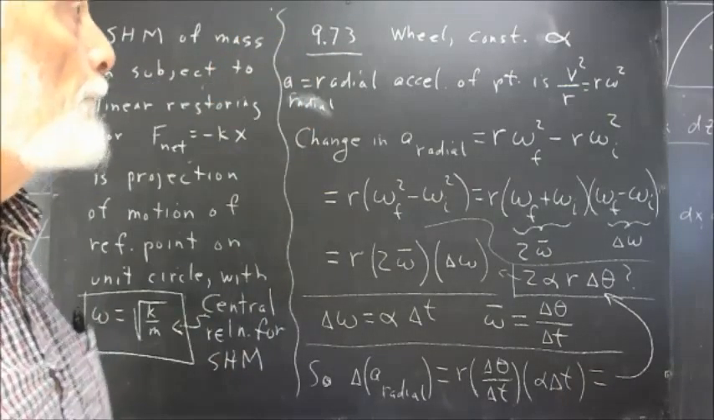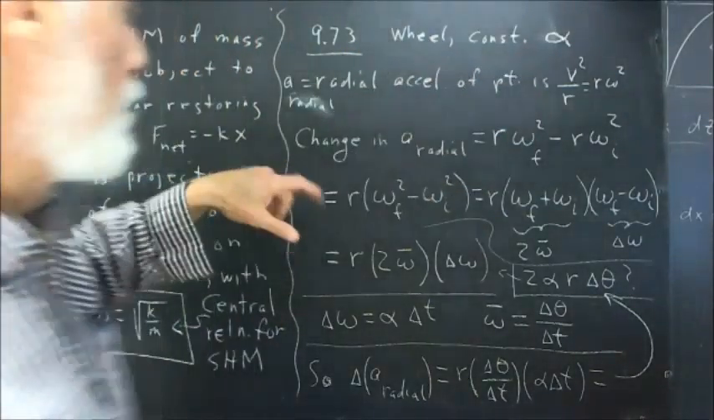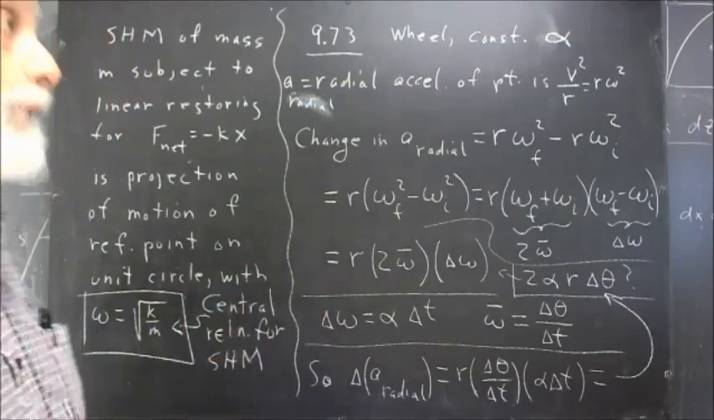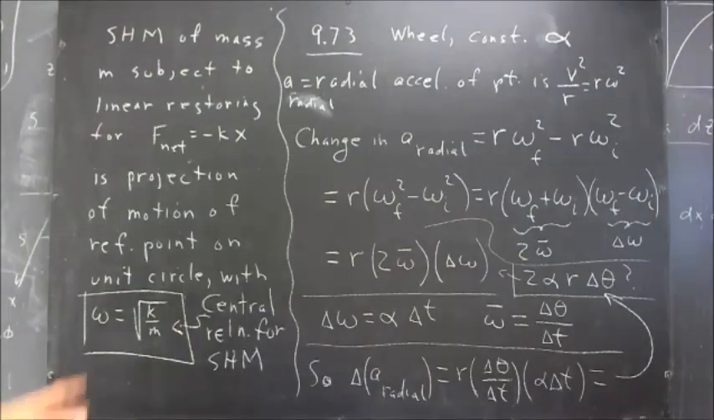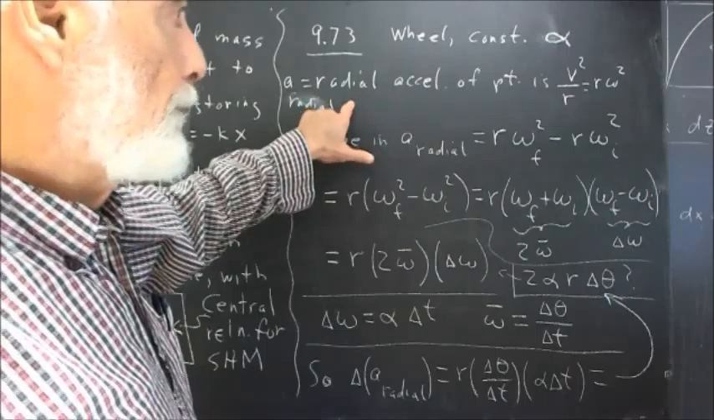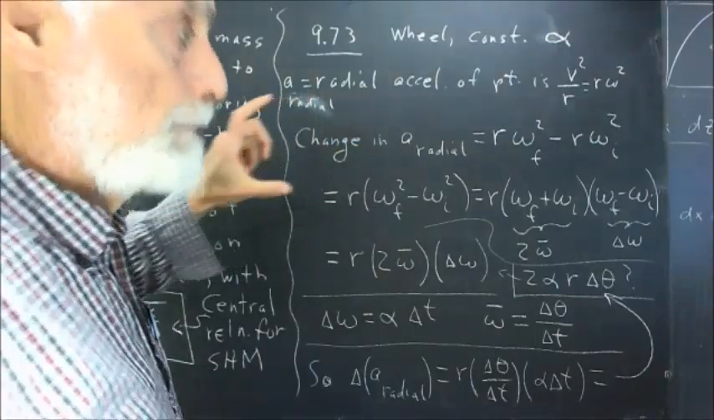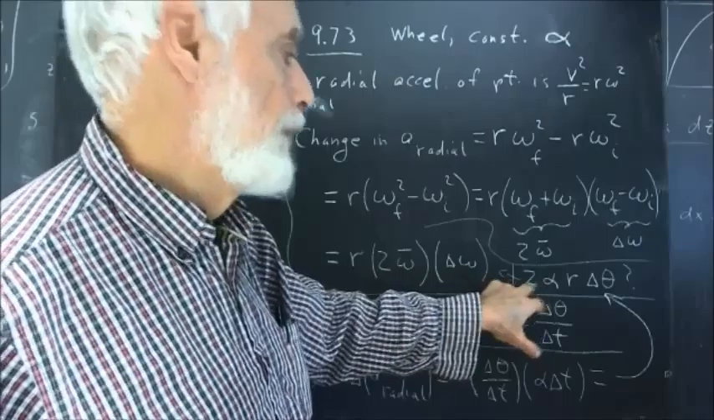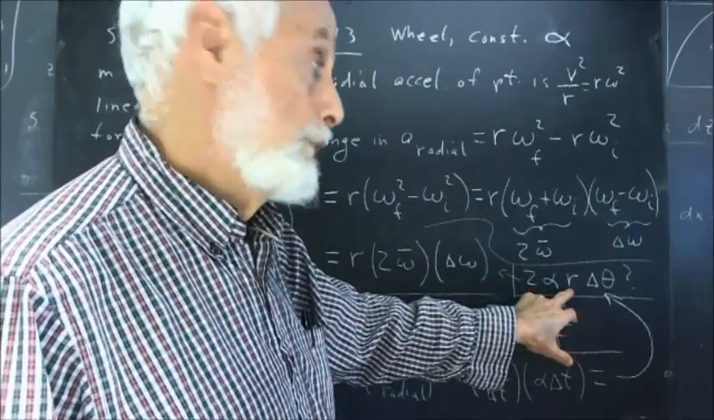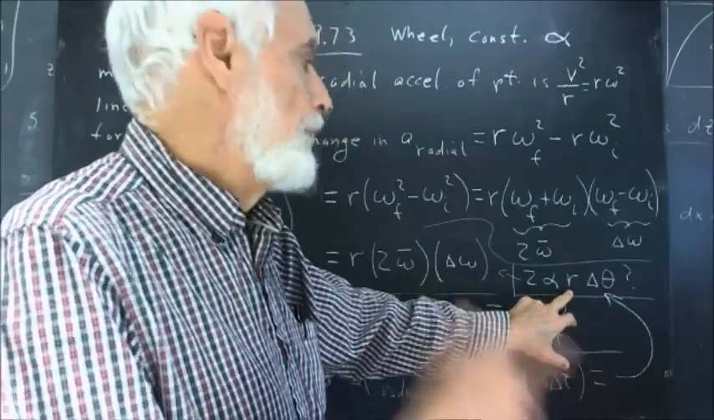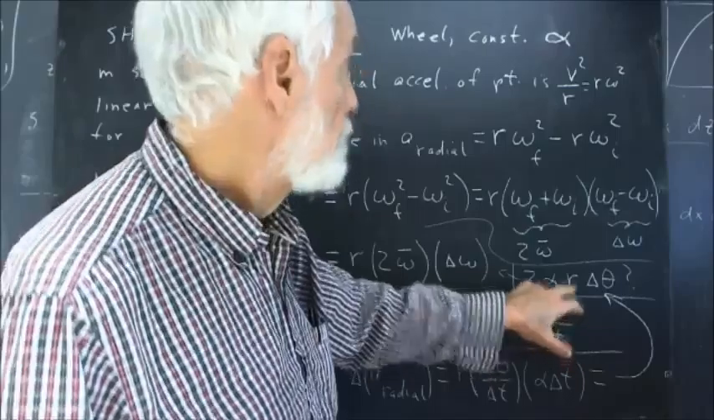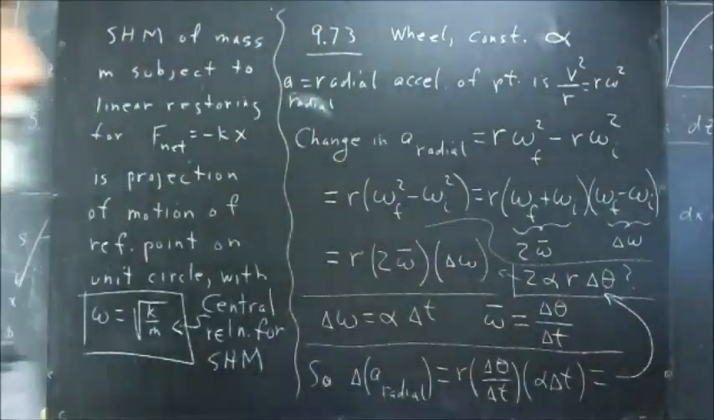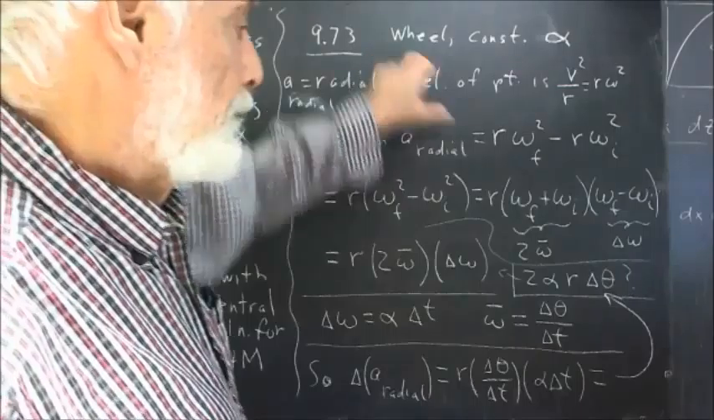Problem 9.73. We have a wheel with a constant angular acceleration, and we're asked to verify that the radial acceleration on any interval of acceleration is equal to this quantity, the product of double the angular acceleration, the perpendicular distance from the center, which is the radius r at which the particle moves in its rotation, and the change in the particle's angular position. So how do we get from this to this?